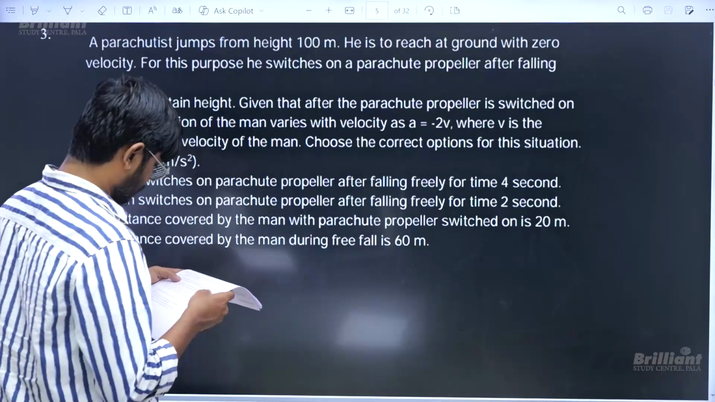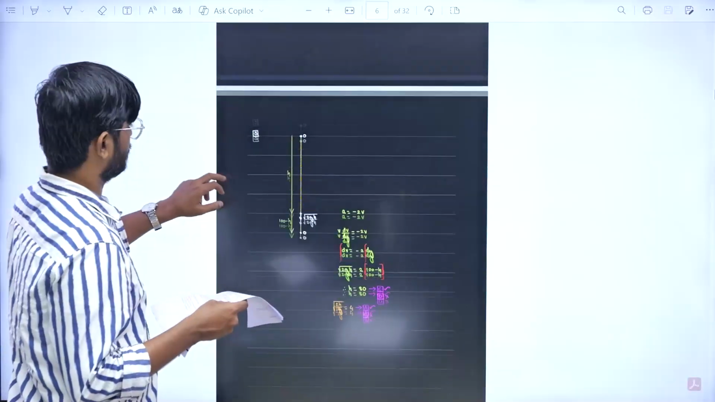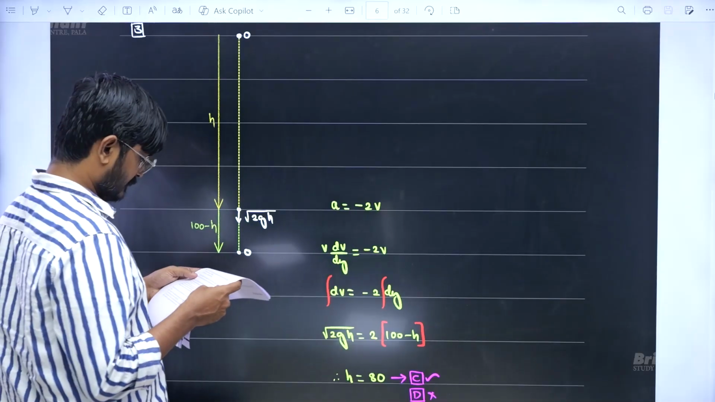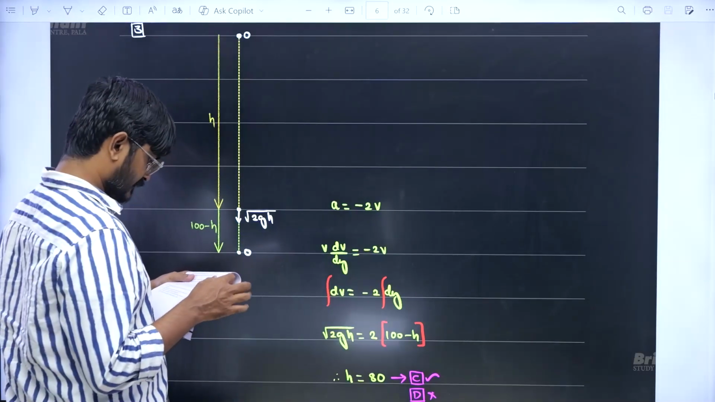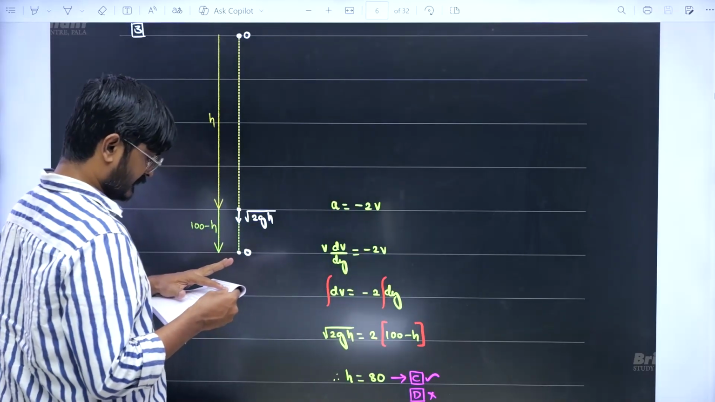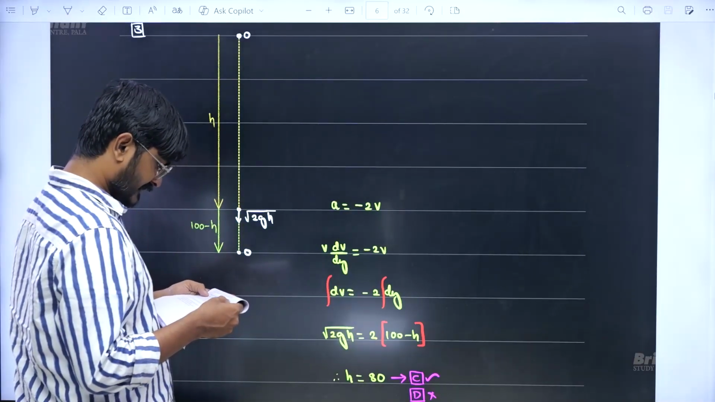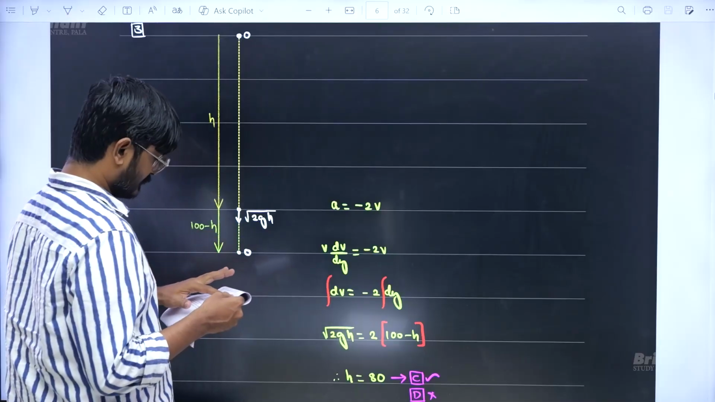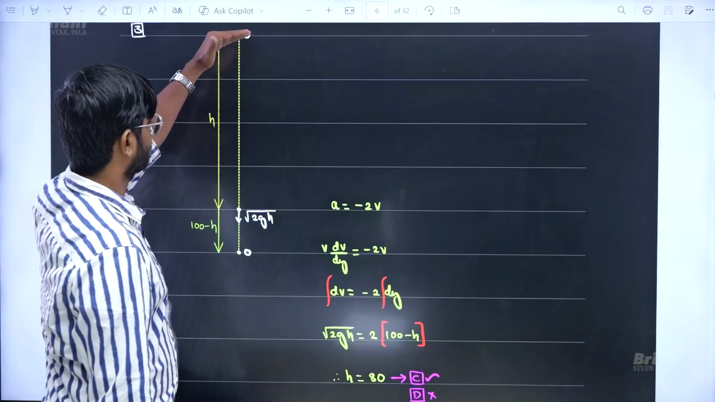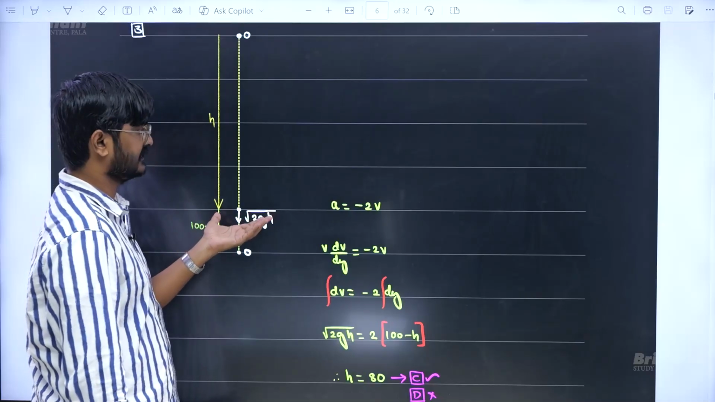A parachutist jumps from a height of 100 meters. Okay, so I will be showing the figure and reading the question. A parachutist jumps from a height of 100 meters. He is to reach the ground with 0 velocity. For this purpose, he switches on a parachute propeller after falling a certain height h. Given that after the parachute propeller is switched on, the acceleration of the man varies as this much, choose the correct option. So let me say he has fallen a height h, then his speed is going to be root 2gh by energy conservation or by the constant acceleration equation.